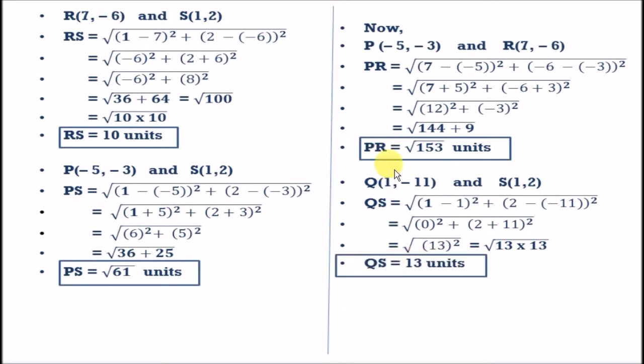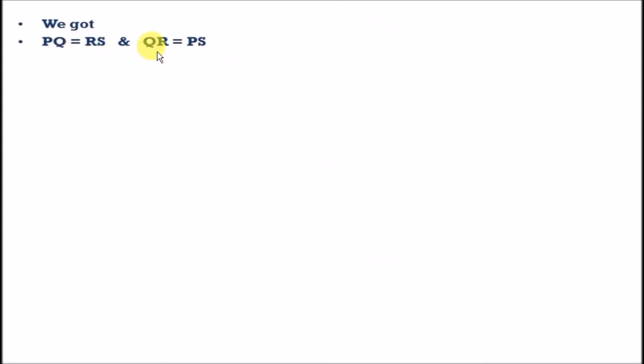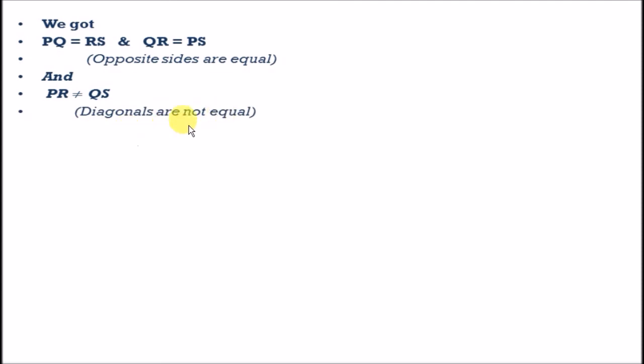So as we can see, the diagonals are not equal. So let's conclude. We got PQ equals RS and QR equals PS. That is, the opposite sides are equal. And PR not equal to QS. That is, diagonals are not equal. So this condition satisfies that the quadrilateral is a parallelogram. Hence, the given vertices form a parallelogram.